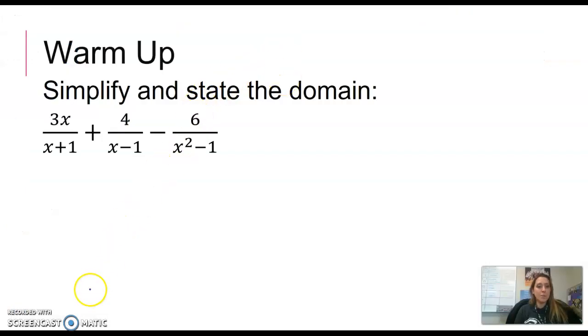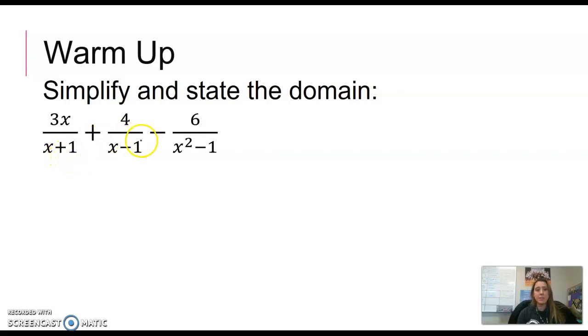This is the warm-up that I started today, and I did this warm-up because a lot of people were struggling with this in their homework. So I want to go ahead and go over this with you. So the first thing we want to do is check to see, because we're adding and subtracting and we're only simplifying, if we can factor any of the denominators.